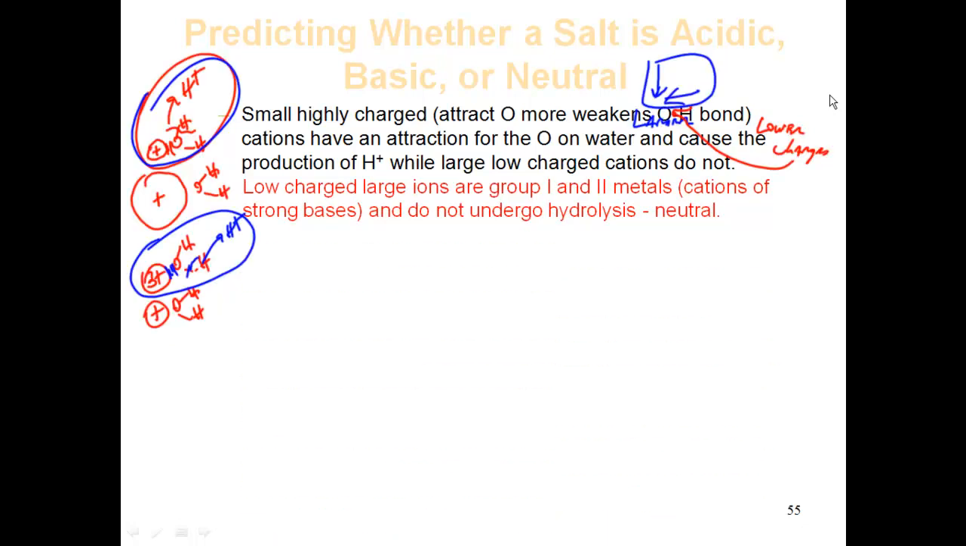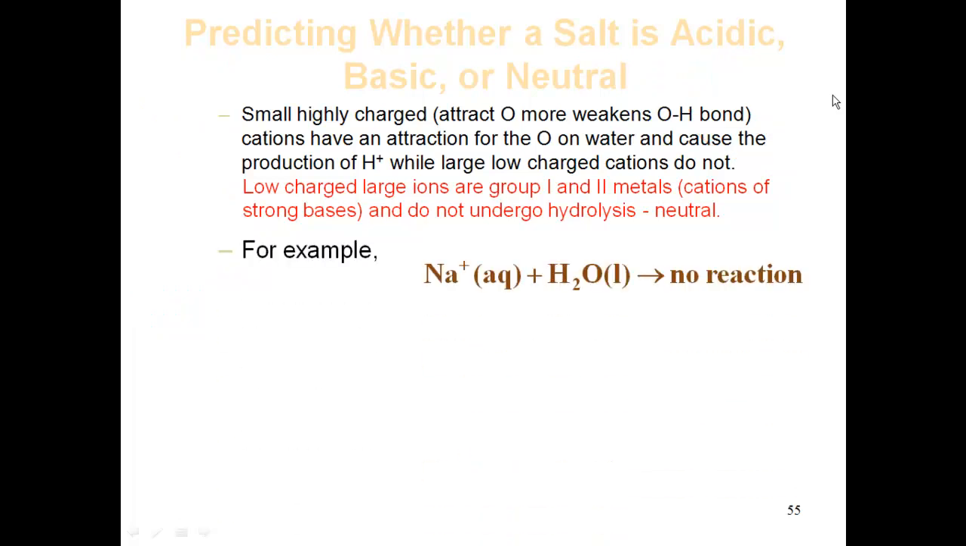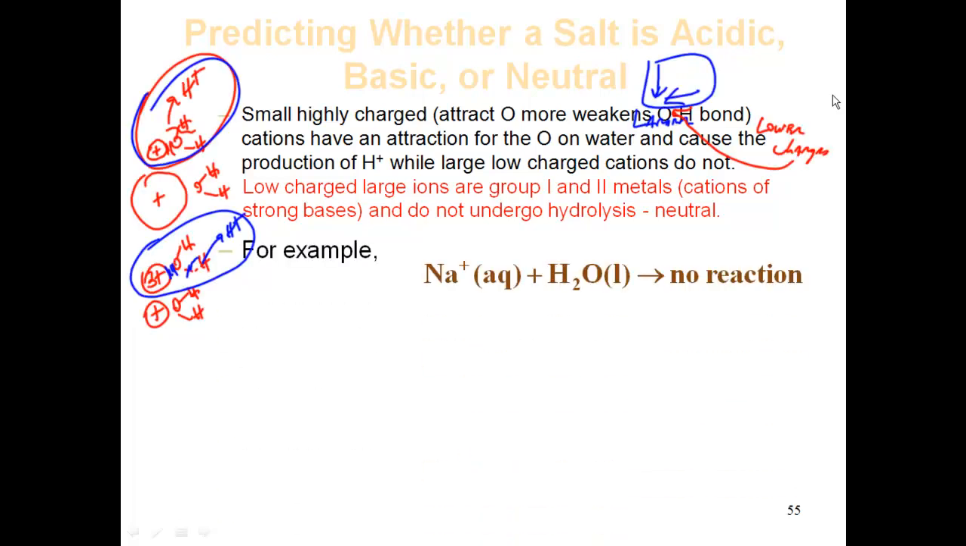So low charge large ions are the group 1 and group 2 metals. In other words, the cations of the strong bases. They do not undergo hydrolysis. They're pretty much neutral. So this is why when I looked at sodium, I'm saying sodium plus water, this is such a large species with a low charge that it basically does not want to undergo any hydrolysis. There's no reaction. So therefore I can eliminate the sodium while I'm looking at the species.